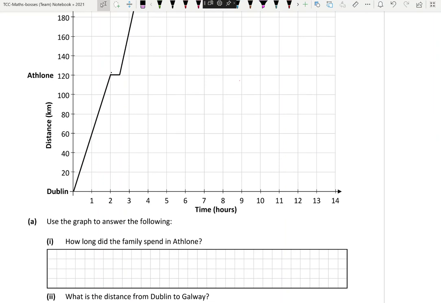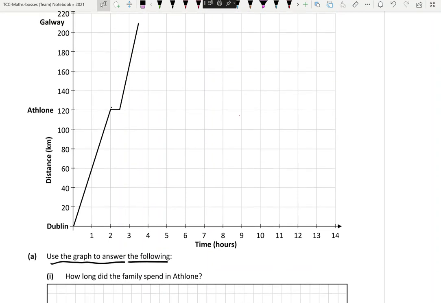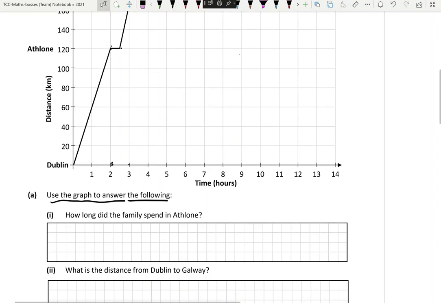Use the graph to answer the following. How long did the family spend in Athlone? So it looks like half a box. And with a box being 1 hour, the answer is half or 0.5 of an hour.